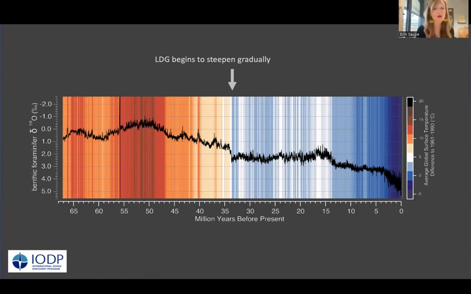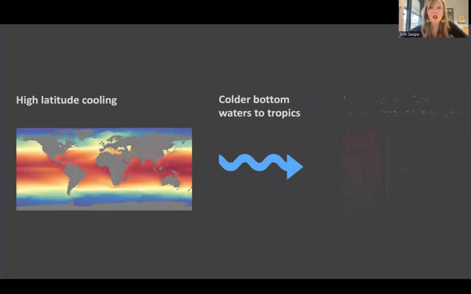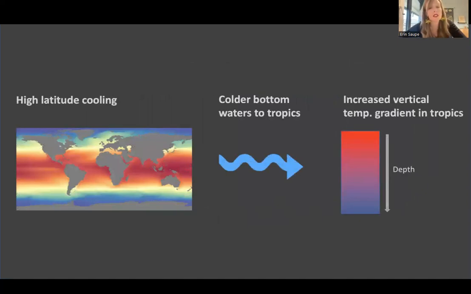So we see initial formation of the diversity gradient beginning about 34 million years ago, coincident with the transition from warm house to cool house conditions. And then we see a significant steepening of the diversity gradient, coincident with a steepening of the latitudinal temperature gradient about 15 million years ago. And what's important is that this steepening of the latitudinal temperature gradient is associated with an increase in vertical temperature structure at low latitudes. So as cooler bottom waters are brought down from higher latitudes to the tropics.